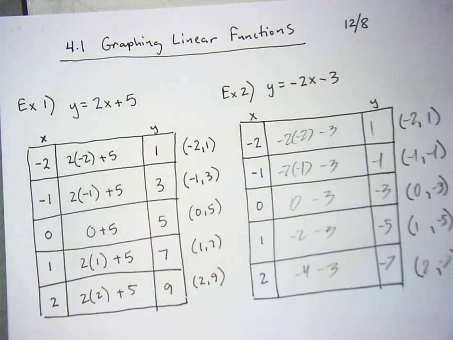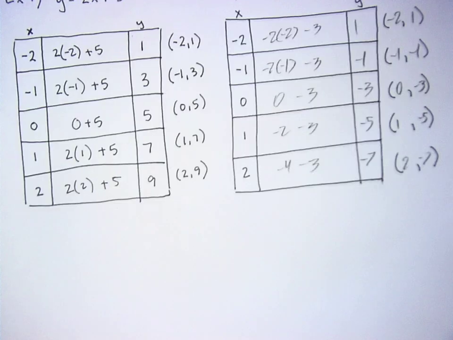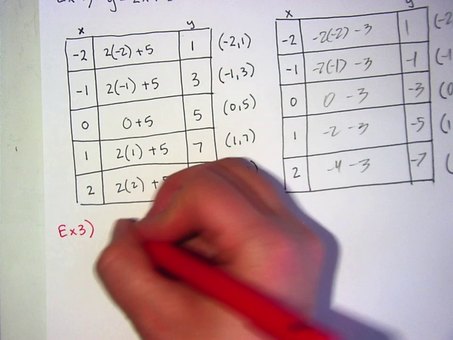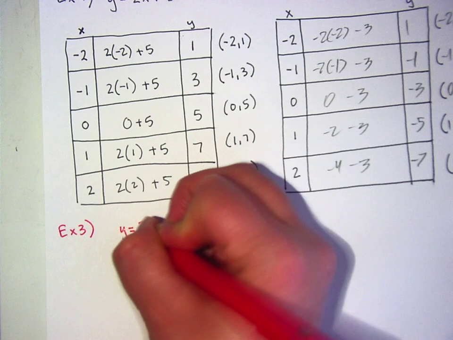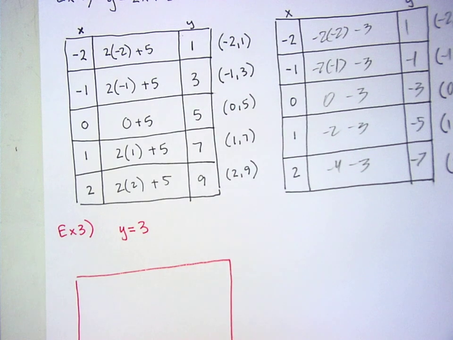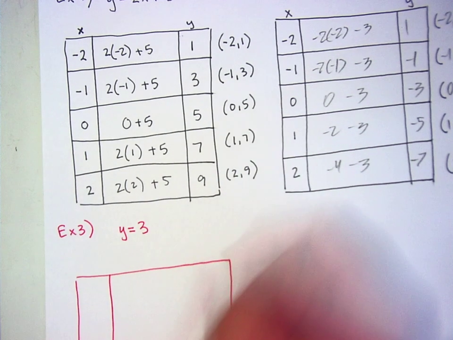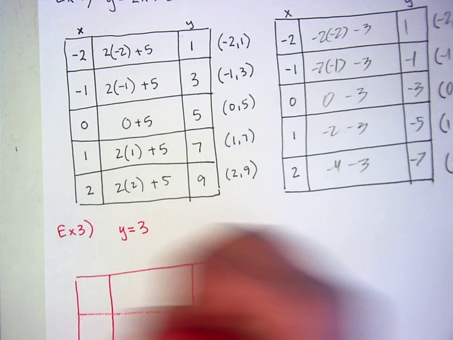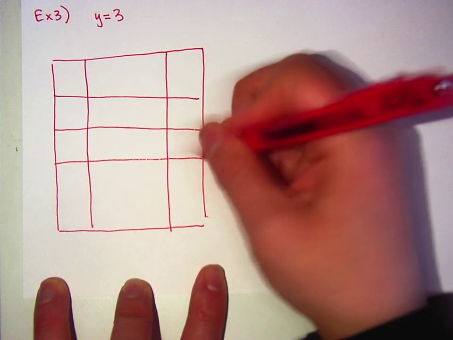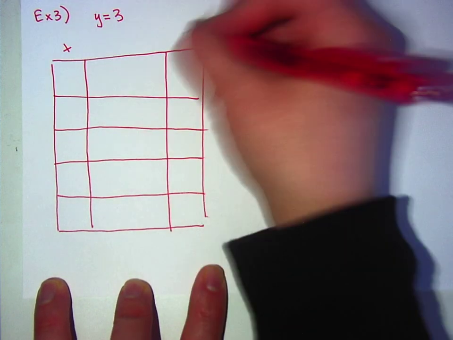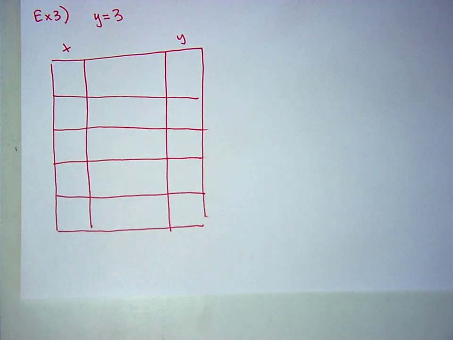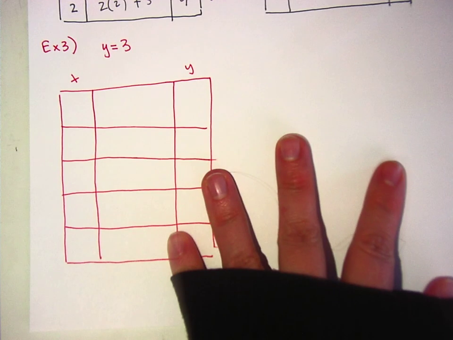Okay, all right, is everybody feeling like we get it? Great, now we're gonna do something a little harder. Example 3. This one is the equation y equals 3. All right, so we're just doing y equals 3.